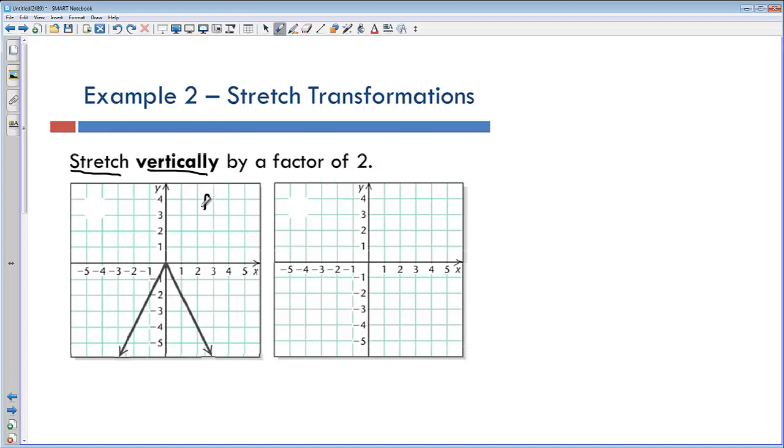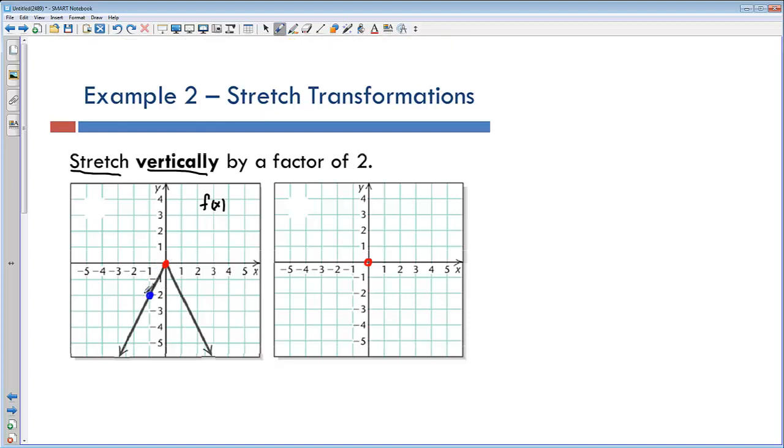So remember, this is our original function here, f of x. And we're just going to take our points. And the first point we're going to pick, of course, is at the origin. Now here, the output is 0. So what happens when you multiply 0 by 2? It goes nowhere. So when you try to stretch this vertically by a factor of 2, it just stays where it's at. And then we're going to take this point right here.